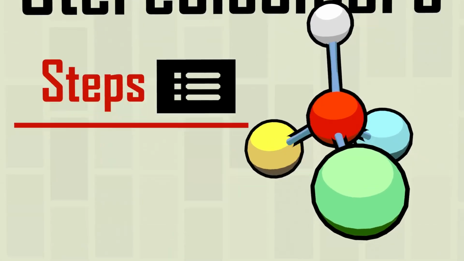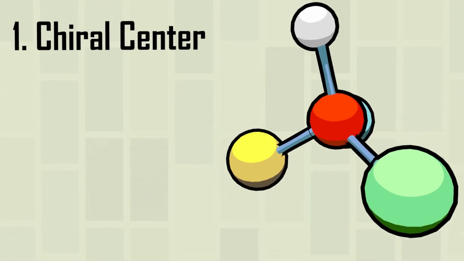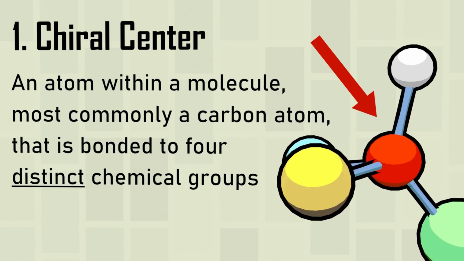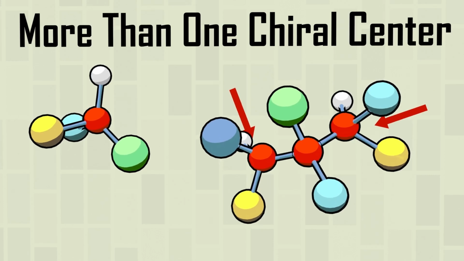There are three simple steps to naming isomers. Step 1. Identify the chiral center. A chiral center is any atom with four distinct groups attached to it. Keep in mind there may be more than one chiral center, but we will not be covering that in this video.